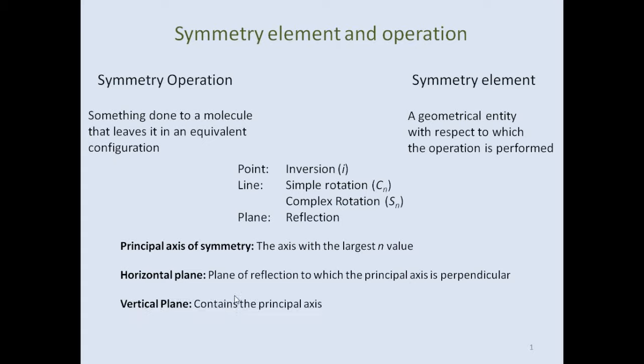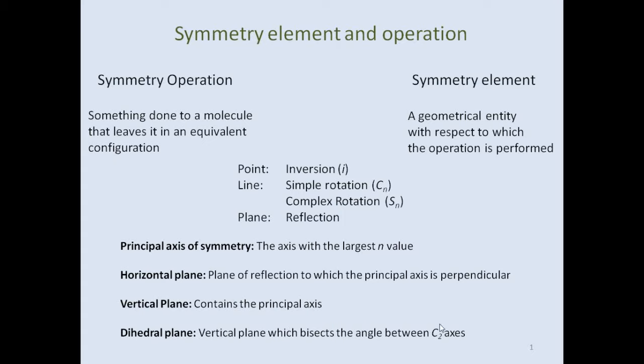And then you can have the vertical planes. Vertical planes are also sigma planes, but they contain the principal axis. That means they are parallel to the principal axis. And then you can have the dihedral planes. Dihedral planes are also vertical planes, but these planes will bisect the angle between the C2 axes.